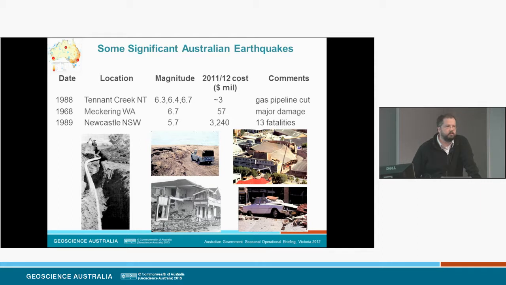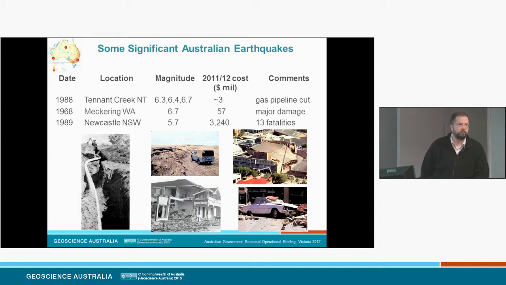Meckering, about the same size as the largest of the Tennant earthquakes, but only one of them. It occurred in an area with greater exposure, caused about 20 times as much damage, about 57 million. And it also created what's called a fault scarp. A fault scarp occurs when you get a very big earthquake close to the surface, and it pushes up the surface by, in this case, several metres. And you can see from the scale, the figure on the top there, that this was a huge feature, 40 kilometres long, several metres high, higher than a jeep. But it occurred in the middle of a wheat field rather than the middle of a city.